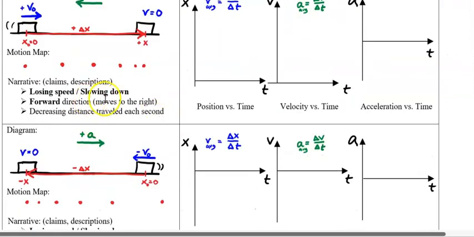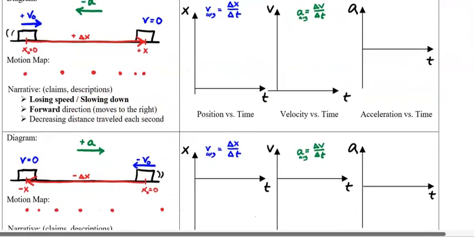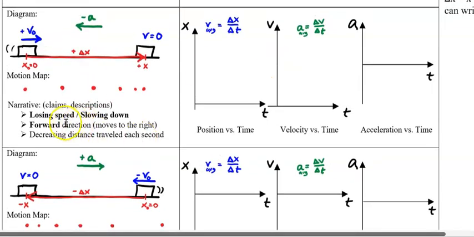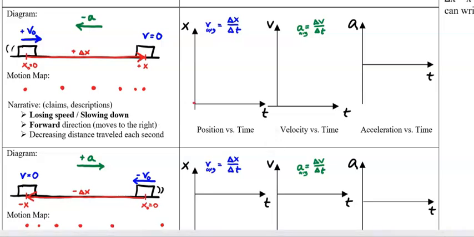So now we're going to look, instead of speeding up, we're going to look at slowing down. So we're going to slow down, but still travel in the forward direction. So we're going to move to the right, from left to right. Now, if you notice here, I've already drawn this out for us. And you can see that its x naught is 0. And it's going to end up at a positive x.